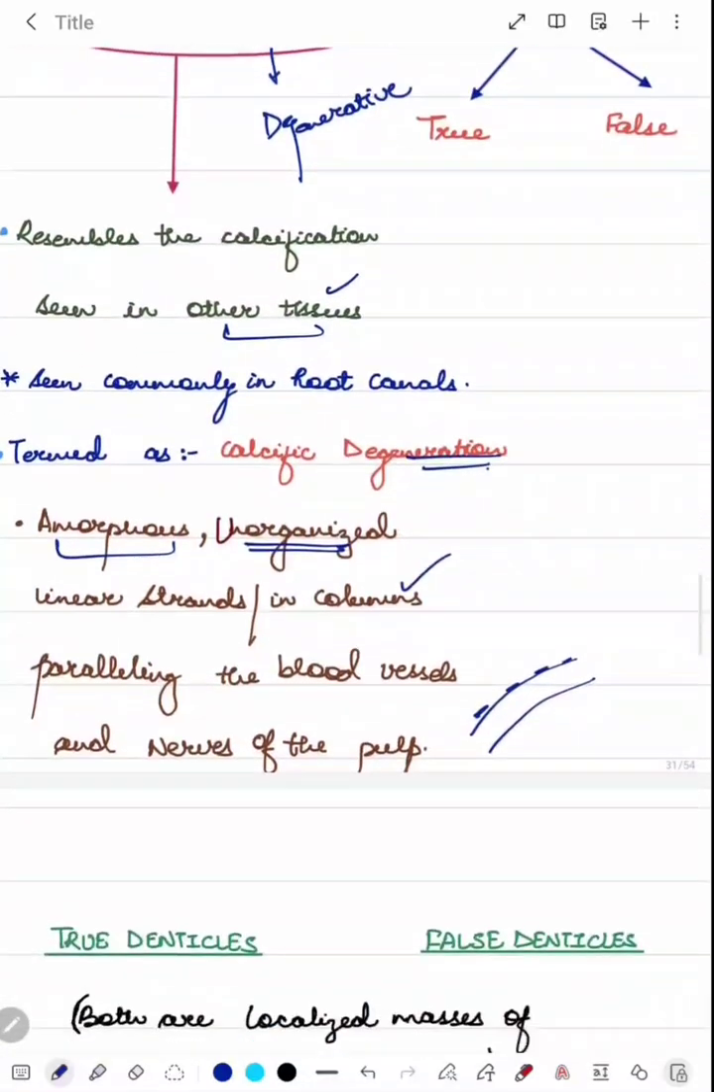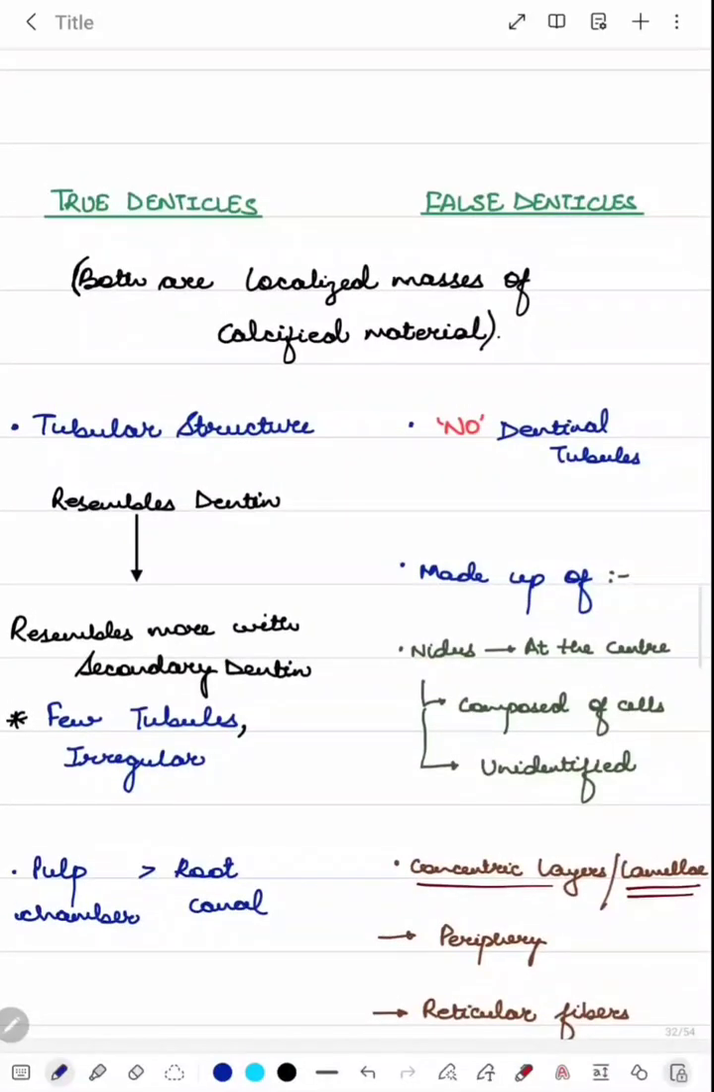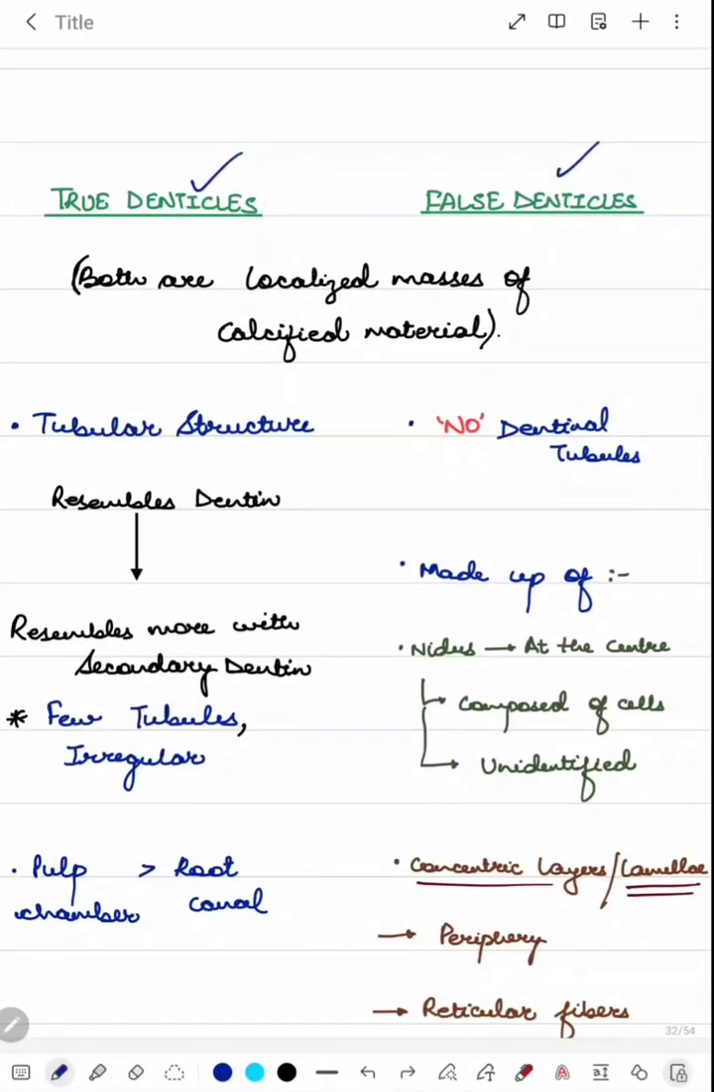Now we will be discussing pulp stones. Pulp stones are also known as denticles, and these denticles can be true or false depending upon their structure. The pulp stones, whether they are true or false, both of them are localized masses of calcified material, which is opposite to that of the diffuse calcification.